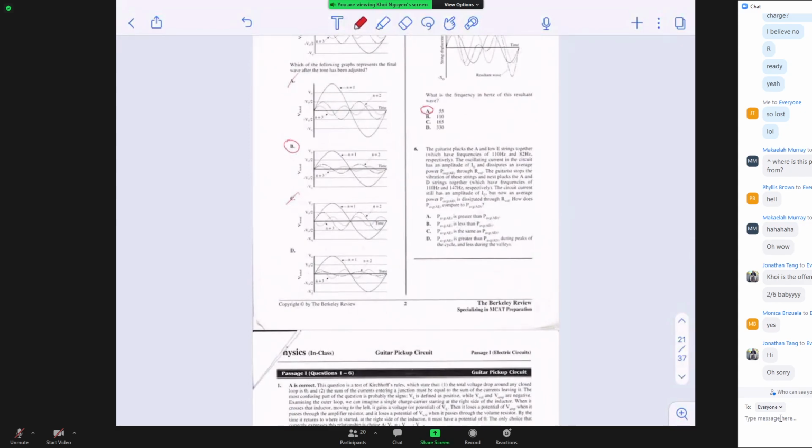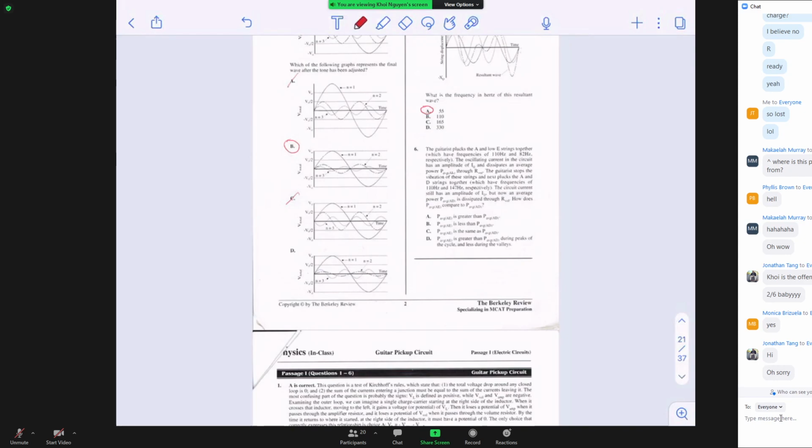And number 6, the guitarist plucks the A and low E strings together, which have frequencies of 110 and 82 hertz respectively. The oscillating current in the circuit has an amplitude of I naught and dissipates an average power of P average AE through our volume. The guitarist stops the vibration of these strings and plucks the A and D strings together, which have frequencies of 110 and 147 hertz. The circuit current still has an amplitude of I naught, but now has an average power of P average AD, and it's dissipated through our volume.